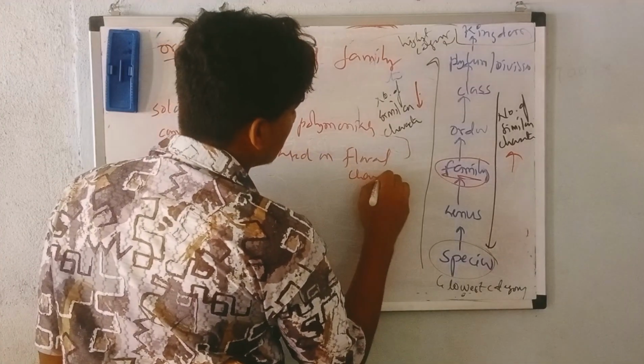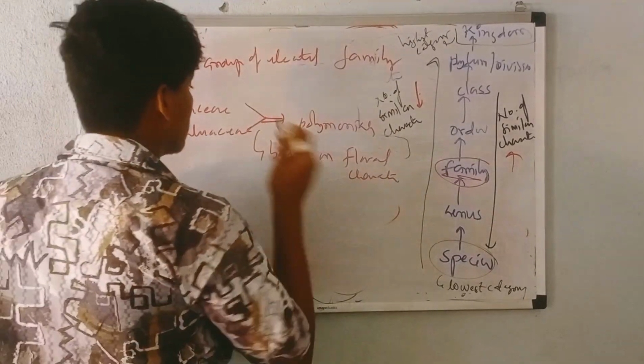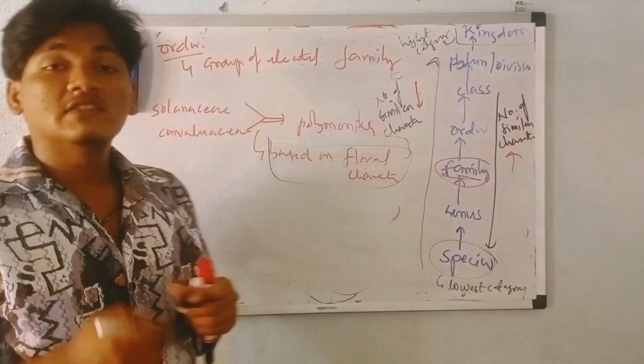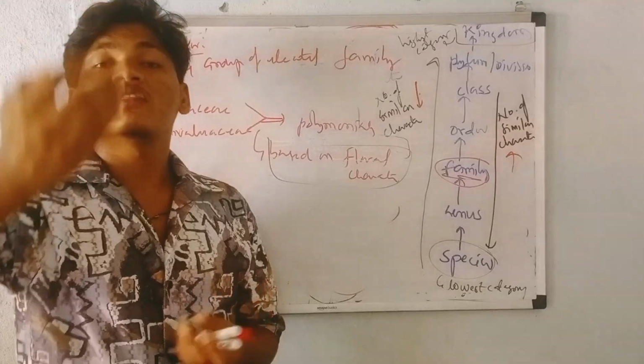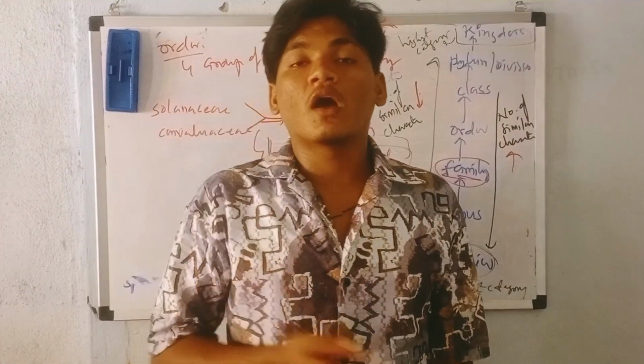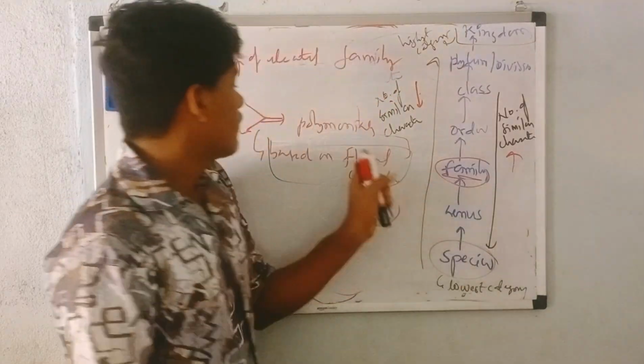Floral characters, very important, this point may be asked in the NEET exam. The question may be like this: the families like Solanaceae and Convolvulaceae are grouped in the order Polymoniales based on which character? The characters may be floral, vegetative, or reproductive. The answer is floral character.